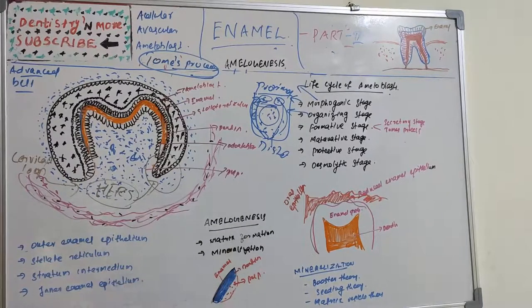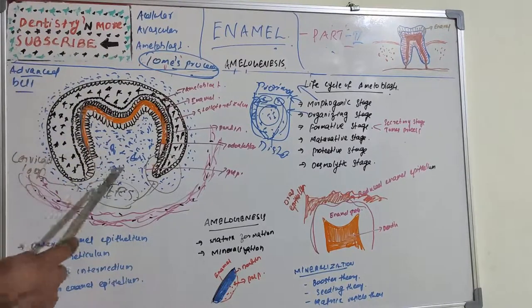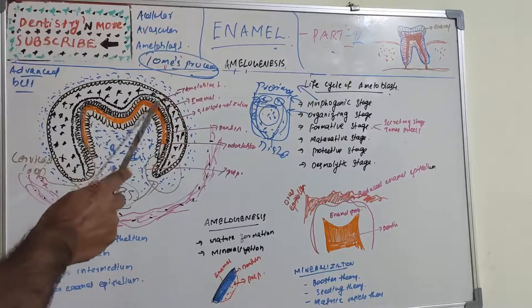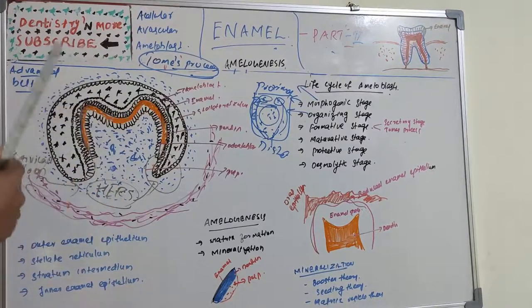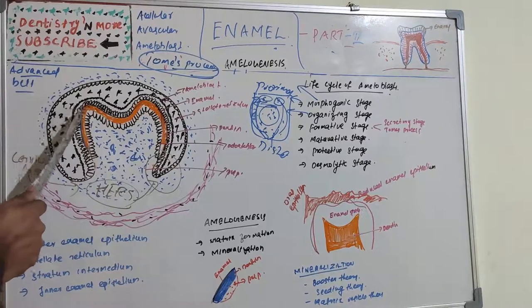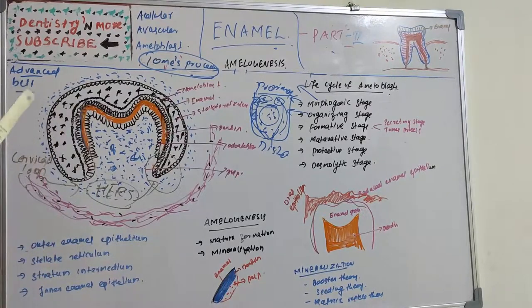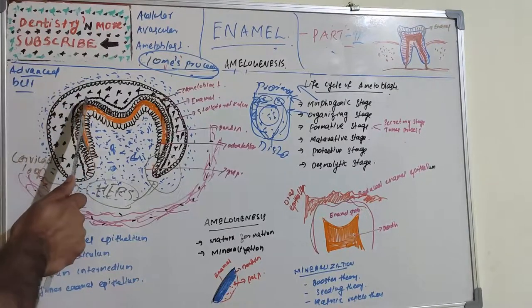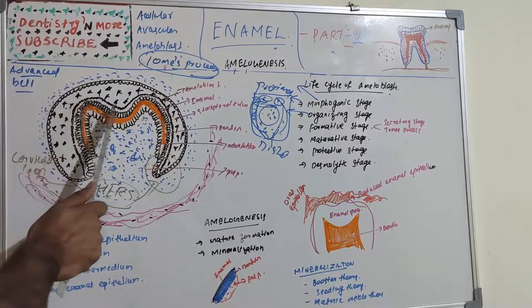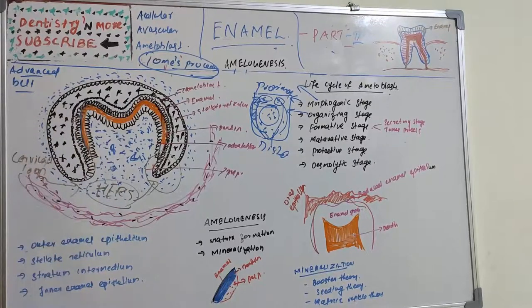In organic matrix formation, ameloblasts begin their secretory activity when a small amount of dentin has been laid down. When a small amount of dentin, that is pre-dentin, is formed, the ameloblasts, which are here, begin their secretory activity. So ameloblasts lose their projection that has penetrated the basal lamina, and islands of enamel matrix are deposited along the pre-dentin. So first dentin is formed, pre-dentin, then the ameloblast starts forming enamel matrix along the pre-dentin.